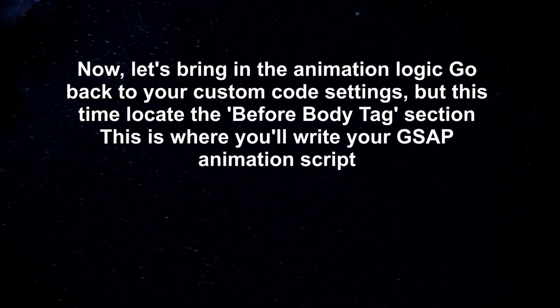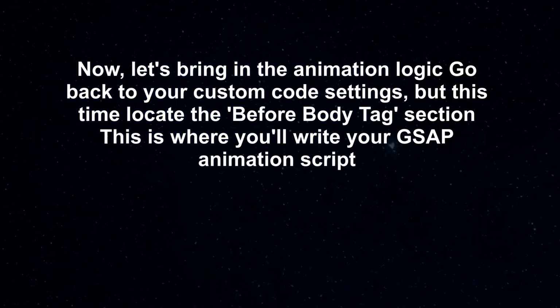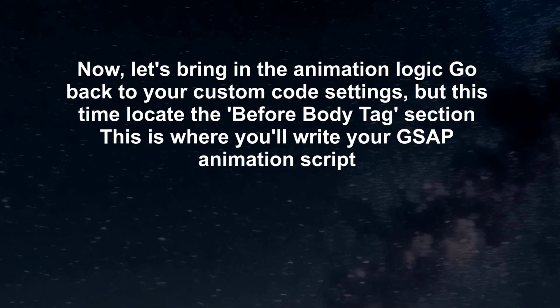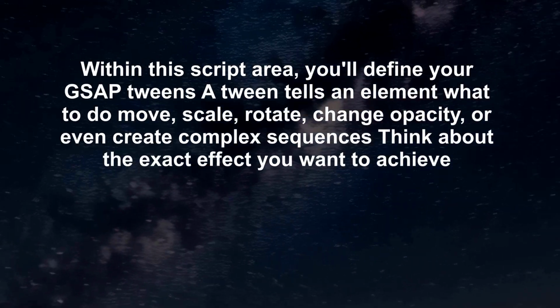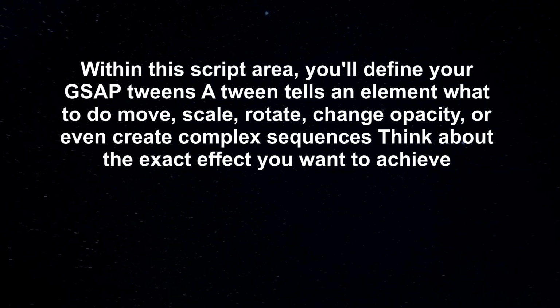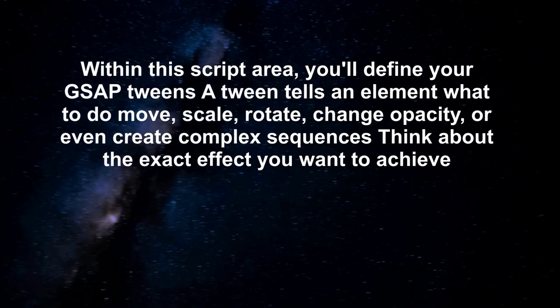Now, let's bring in the animation logic. Go back to your custom code settings, but this time locate the before body tag section. This is where you'll write your GSAP animation script. Within this script area, you'll define your GSAP tweens. A tween tells an element what to do: move, scale, rotate, change opacity, or even create complex sequences.